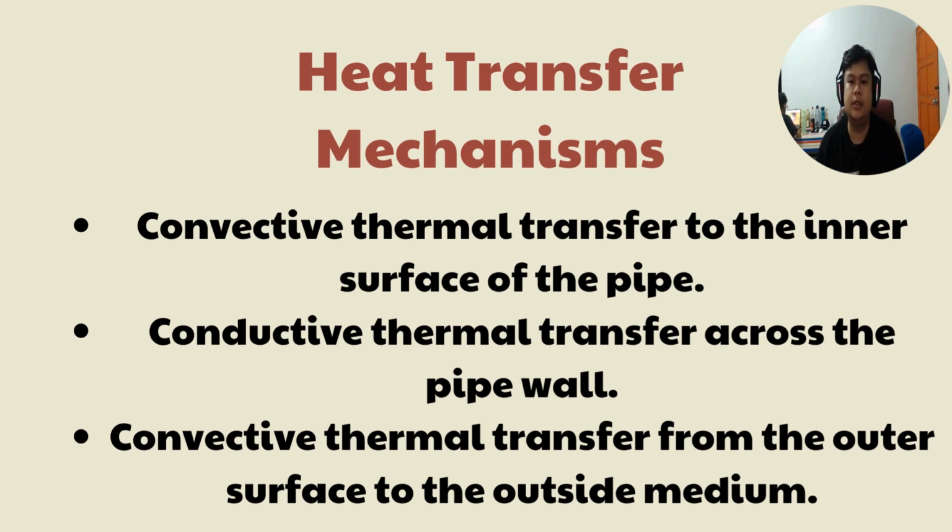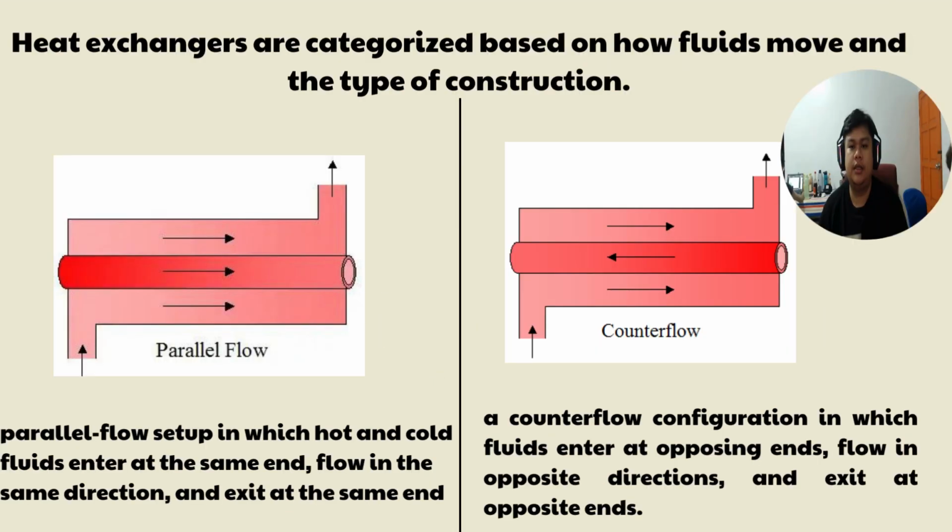For the first one is convective thermal transfer to the inner surface of the pipe. Second, conductive thermal transfer across the pipe wall. And lastly, convective thermal transfer from the outer surface to the outside medium. Heat exchangers are categorized based on how fluids move and the type of construction. They have two types of construction. For the first one is parallel flow and second is counterflow. For parallel flow, it is a setup in which hot and cold fluids enter at the same end, flow in the same direction, and exit at the same end.